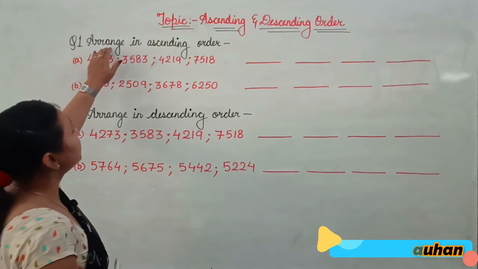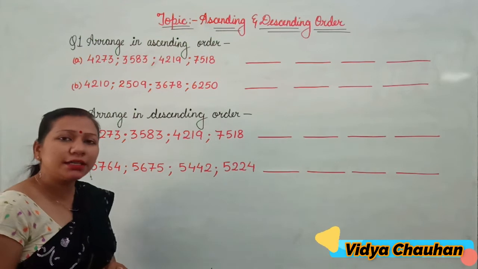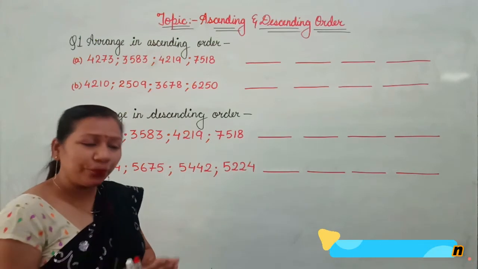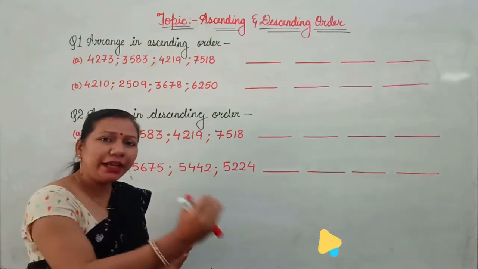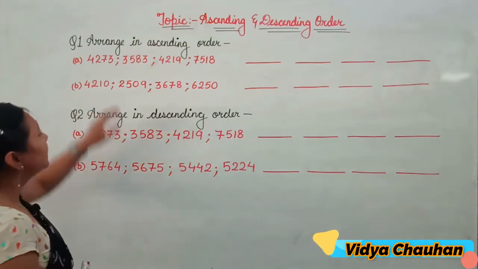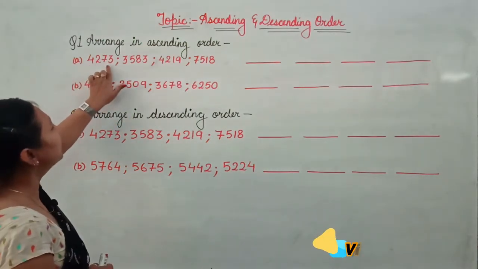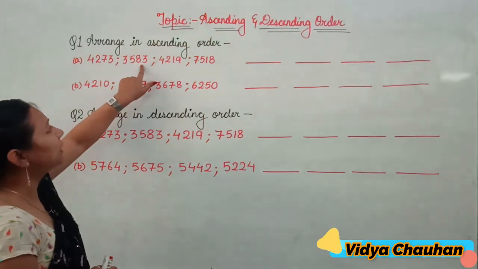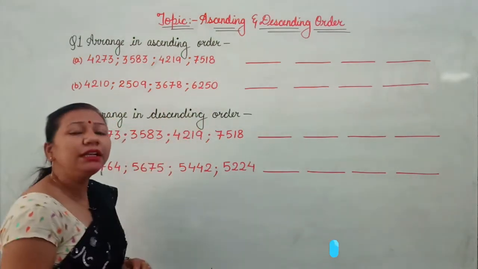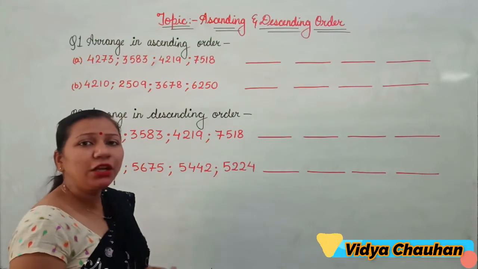So the first question says arrange in the ascending order. When you have to arrange numbers in ascending order, very first you have to find out which is the smallest value, which is the next greater value, the next greater value, and which one is the greatest. So we find the smallest value among these four given numbers: 4273, 3583, 4219 and 7518.